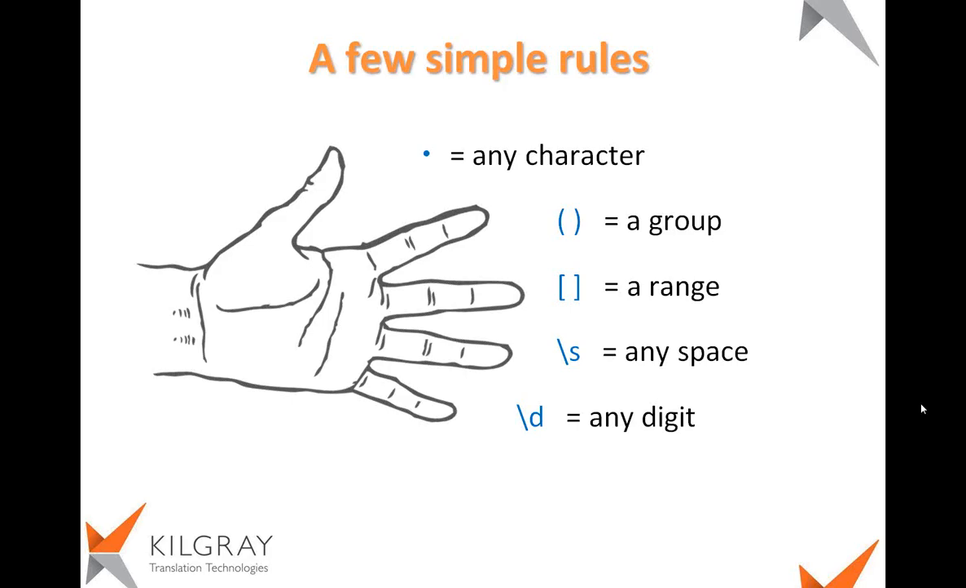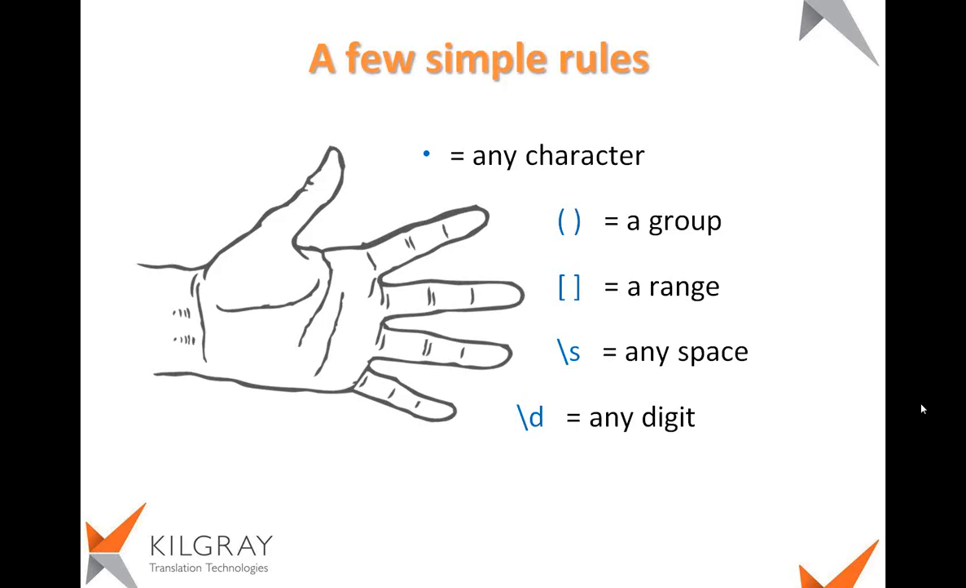Then you can also use parentheses. Parentheses can be used to mark a group. That's something I'll come back to a bit later. Brackets are used to mark a range. Then you see this \s. That's something which is used to indicate a space, any kind of space. \d is a digit. Remember I told you that you have 10 to memorize, really.